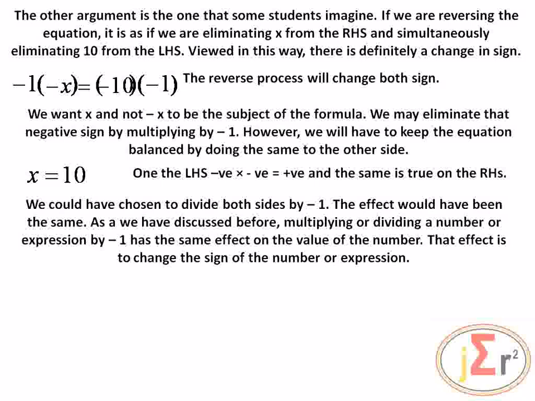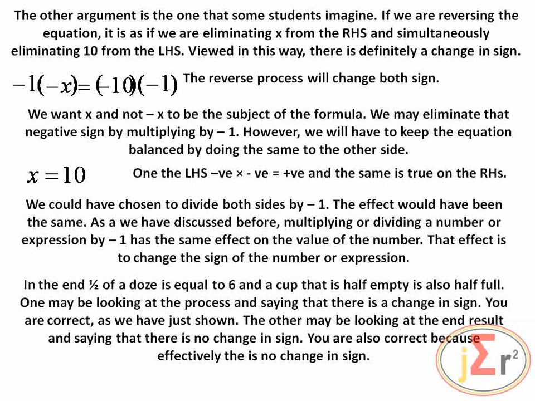We could have chosen to divide both sides by -1. The effect would have been the same. Negative divided by negative is positive, and negative divided by negative is positive. As we have discussed before, multiplying or dividing a number, or expression as a matter of fact, by -1 has the same effect on the value of the number. The effect is to change the sign of the number or expression. So we could have achieved the same thing by dividing both sides by -1.